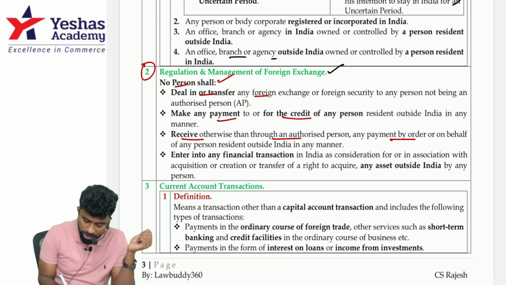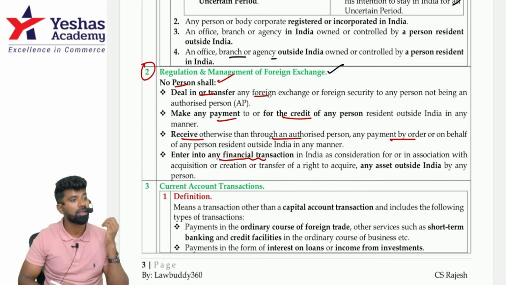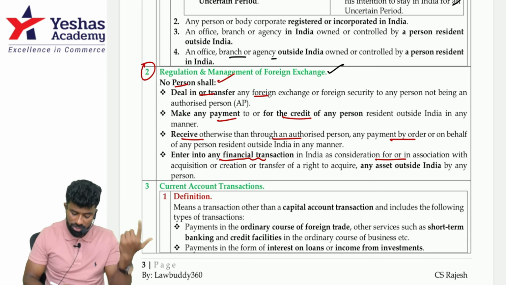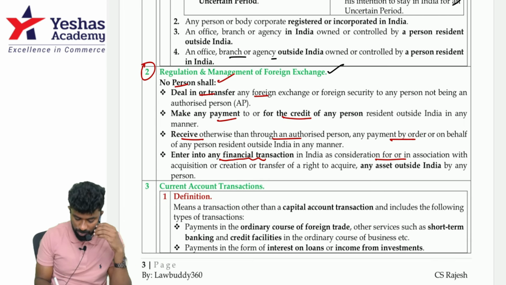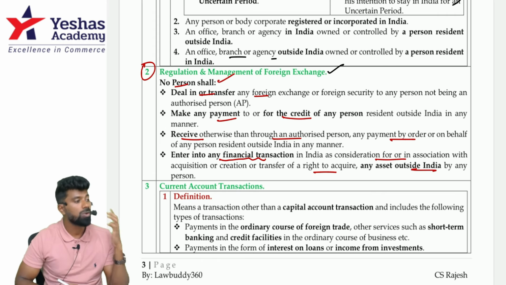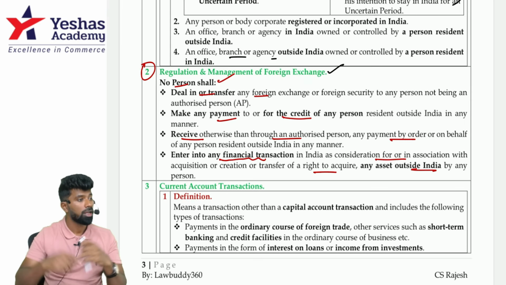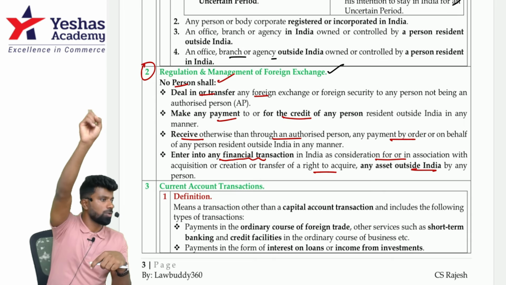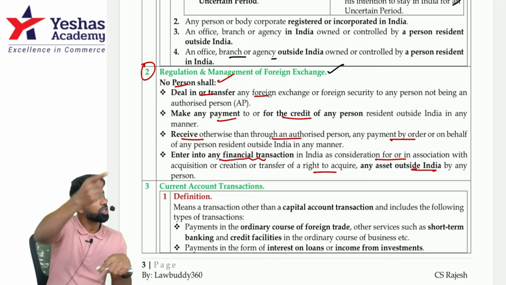Authorized persons, or any payment by order on behalf of any person resident where? Outside India. Next one, enter into what transaction? In India, as a consideration for or in association with the acquisition or creation or transfer of right to acquire any asset where? Outside India. For example, let's say you want to buy a property outside India. Somebody will make a payment outside India on behalf of you. And for that, you will do something in India.